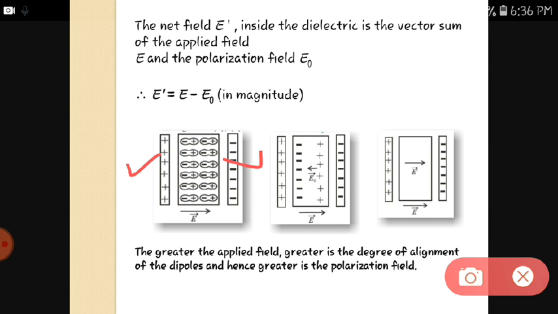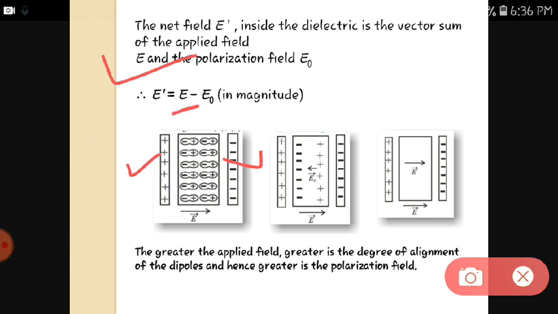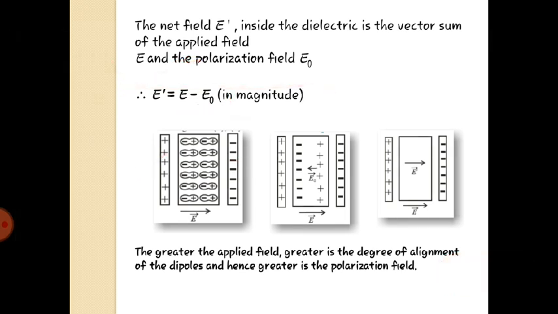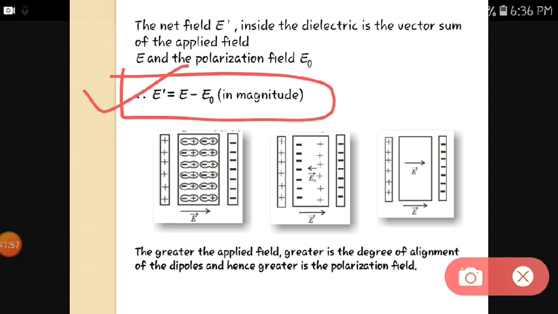Now the net field inside the dielectric will be E dash, which is the vector sum of the applied field E and the polarization field E0. E is the external electric field which is applied to the dielectric slab, and E0 is the polarization field. So we are getting E dash is equal to E minus E0. So this is what we are getting. I hope you got all the points.